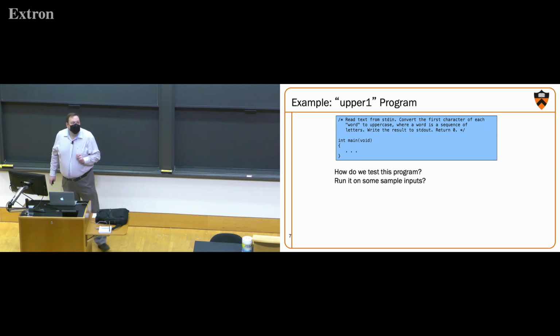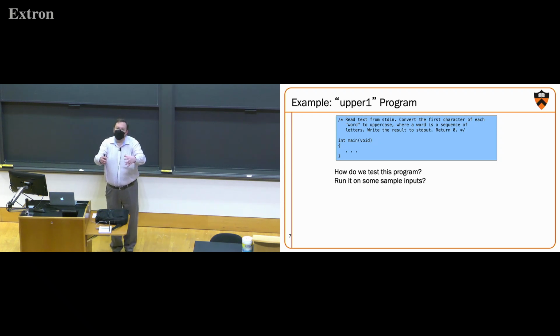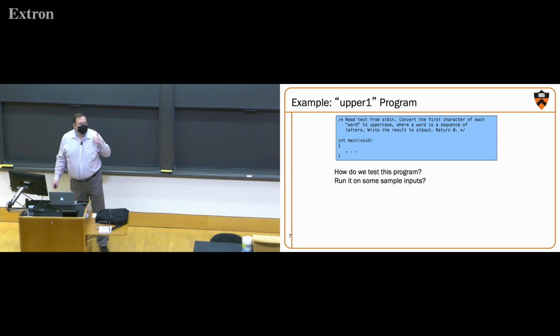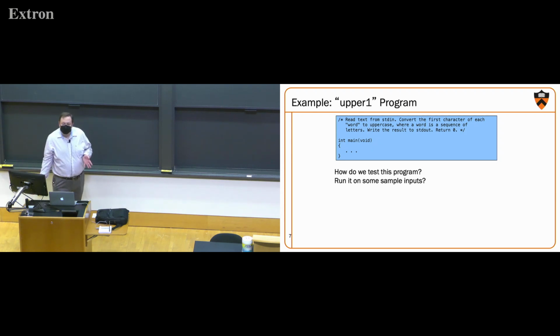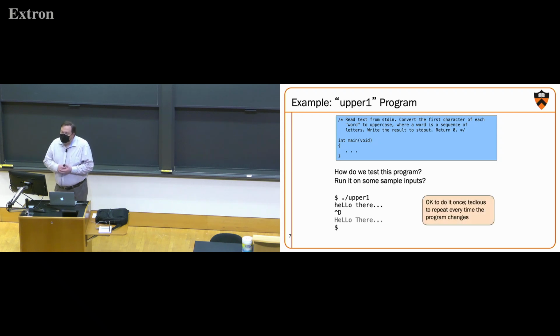All right, so external testing. This is testing the program as a unit, testing the execution of the entire program. So we looked at this upper one program many, many lectures ago. Let's say you wrote it, you think it might be correct. Now, how do we test it? Well, the first thing you do is run it on some sample inputs, just a basic sanity check. Okay, great. Fine to do that once. Maybe okay to do it twice.